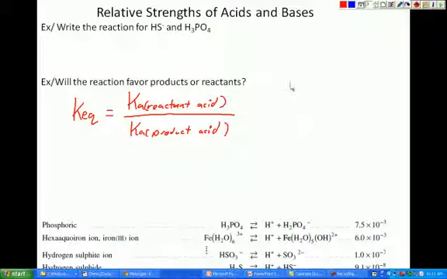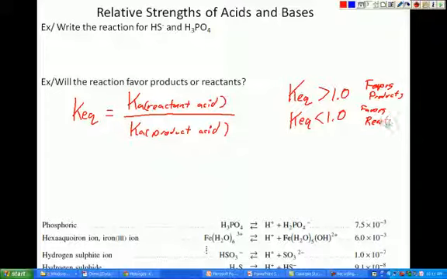And the other things you have to memorize: if KEQ is greater than 1, then it favors products. And if KEQ is less than 1, it favors the reactants. I know normally we're used to seeing KEQ as products over reactants, but as you can see in the previous calculation and derivation, the Ka of the reactant acid is divided by the Ka of the product acid. So it seems a little bit backwards, but you're going to have to trust me, it is correct, and go back and take a look at that one.